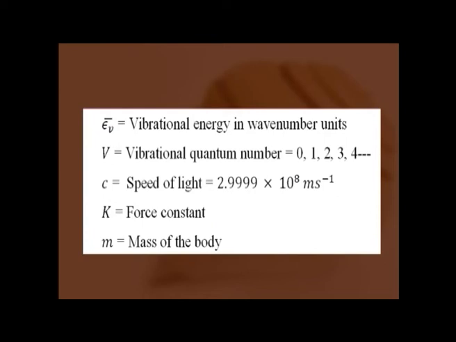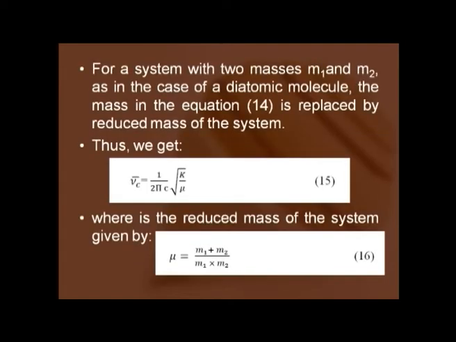Here, Ē_v is the vibrational energy in wave number units. v is the vibrational quantum number which can have values 0, 1, 2, 3, 4 and so on. c is the speed of light which is equal to 2.999 × 10^8 meters per second. k is the force constant and m is the mass of the body.